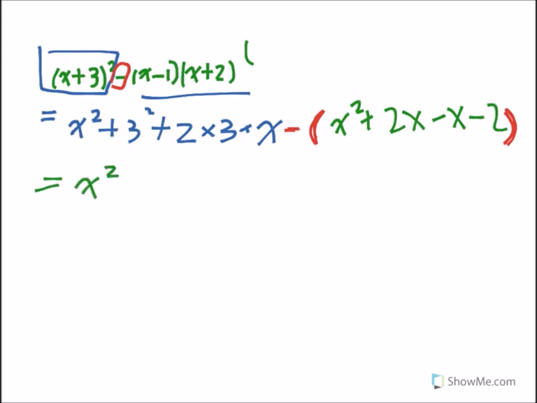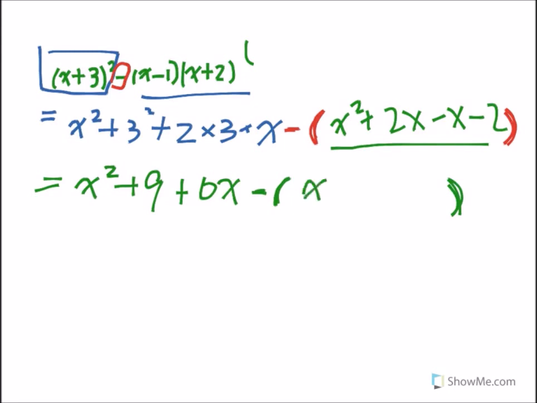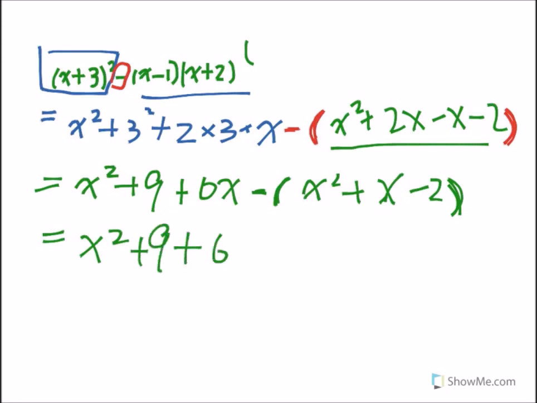Okay, and now we can calculate it. We have x squared plus 3 squared equals 9, plus 2 multiplied by 3 multiplied by x is 6x, minus, we still keep the bracket because we haven't simplified it yet, x squared plus 2x minus x equals plus x, minus 2. Finally, we can take out the bracket. But be aware that when we're taking out the bracket, because this is minus, you need to change the sign of every plus or negative sign. So you need to switch it. If it's plus, it becomes negative, and if it's negative, it becomes plus.